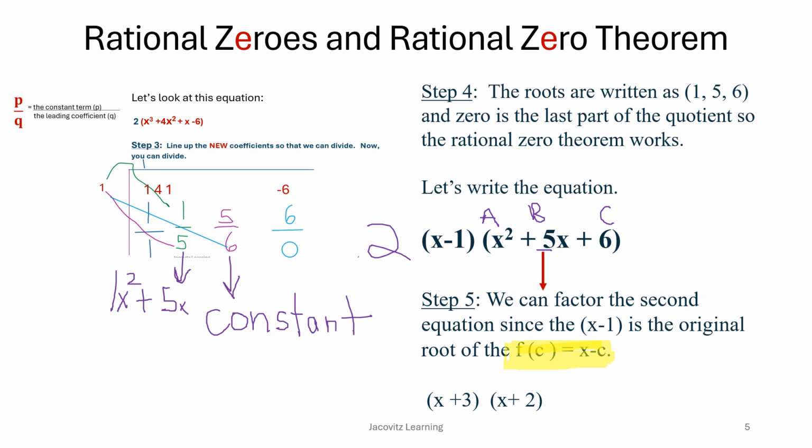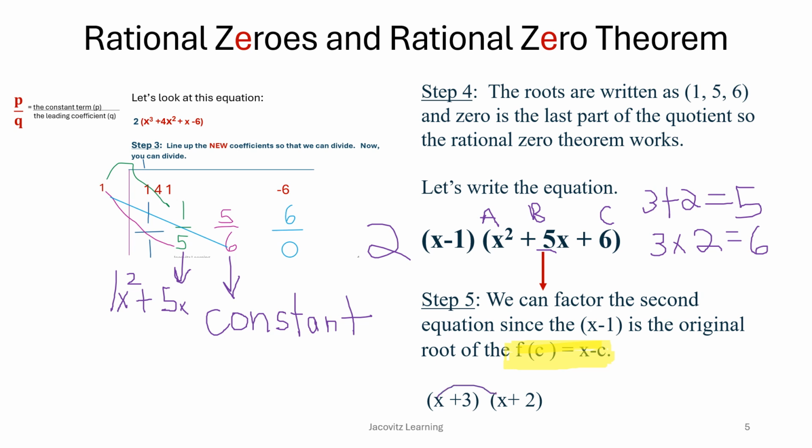If you see this 5, 3 plus 2 equals 5. And 3 times 2 equals 6. So you have x squared plus 5x plus 6. So when you get ready to factor this, you have x plus 3 times x plus 2, which should add up back to this.